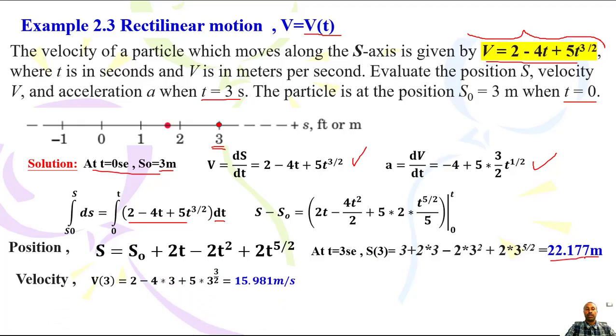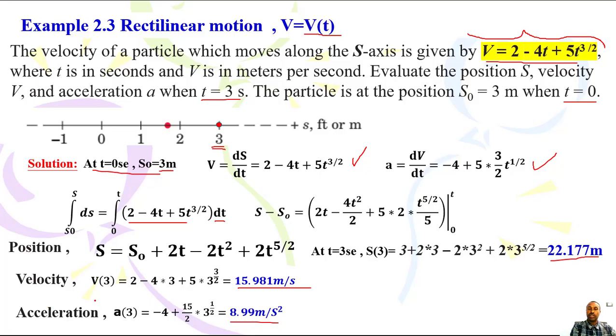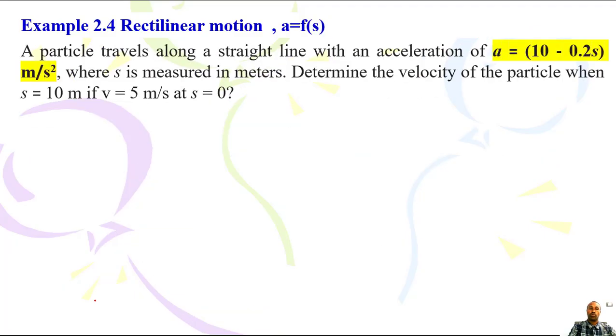22.177 meters. And the velocity, v of 3, will be 15.981. And acceleration will be a of 3. This is the acceleration function. A of 3 will be this one. So position, velocity, acceleration are already computed. So having this, you can go to the other problem.